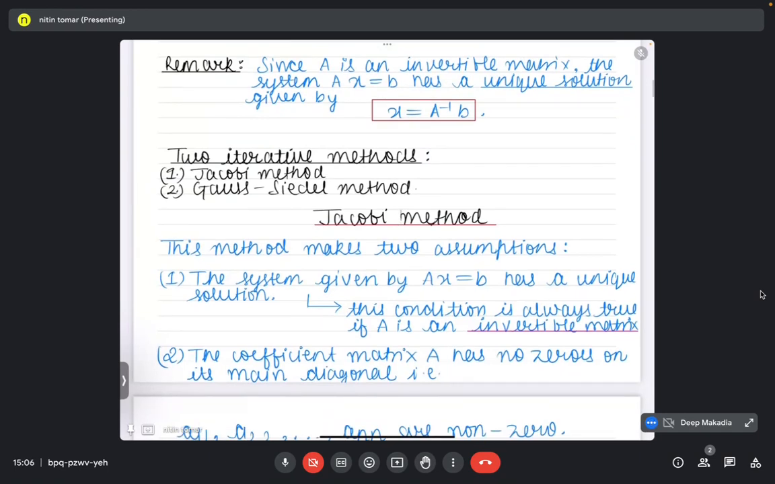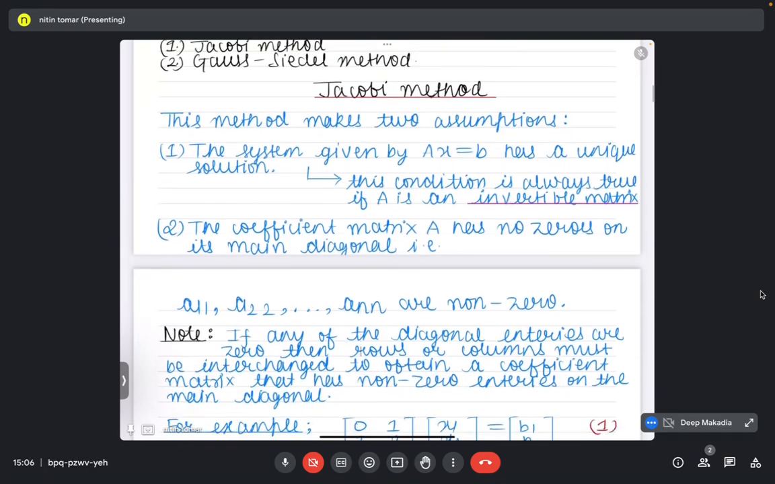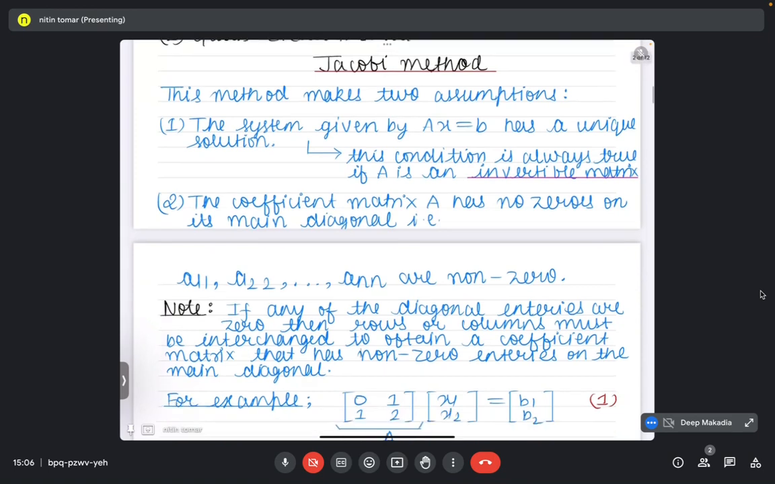So the two highly popular and fundamental iterative methods are the following: one is the Jacobi method and the second is the Gauss-Seidel method. The Jacobi method is given here. This method, known as the Jacobi method, makes two assumptions. Remember that every method will be based on some hypothesis. Jacobi method is no different.